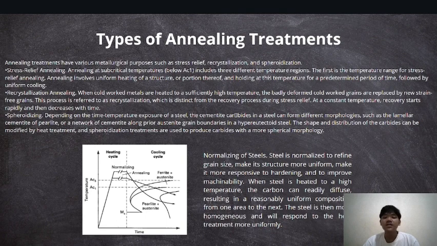Normalizing of steel. Steel is normalized to refine grain size, make its structure more uniform, make it more responsive to hardening, and to improve machinability. When steel is heated to a high temperature, carbon can readily diffuse, resulting in a reasonably uniform composition from one area to the next. The steel is then more homogeneous and will respond to heat treatment more uniformly.